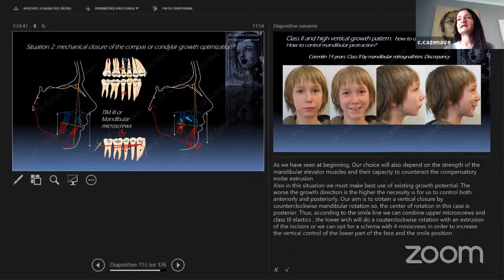Our aim is to obtain a vertical closure by counterclockwise mandibular rotation. So the center of rotation in this case is posterior. Thus, according to the smile line, we can combine upper mini screws and class 3 elastics. The lower arch will do a counterclockwise rotation with an extrusion of the incisors, or we can opt for a schema with 4 mini screws in order to increase the vertical control of the lower part of the face and the smile position.